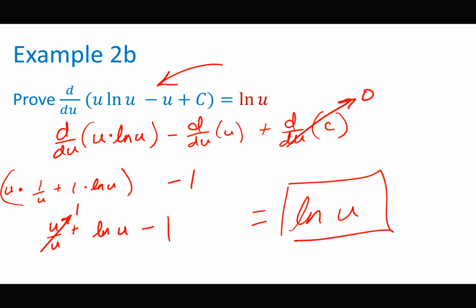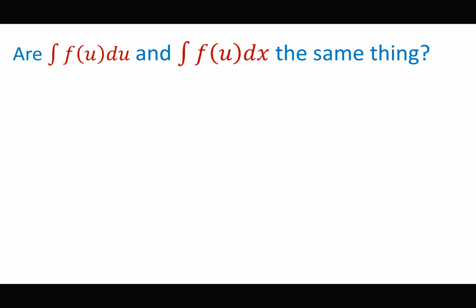Today's section is difficult, or there's a twist to it, because we're doing derivatives and antiderivatives all within the same problem. And so we have to keep straight, okay, are we differentiating or are we anti-differentiating? We have to make sure we keep it straight what's going on. All right. If I gave you these two integrals, f of u du and f of u dx, and I ask, are these the same thing?